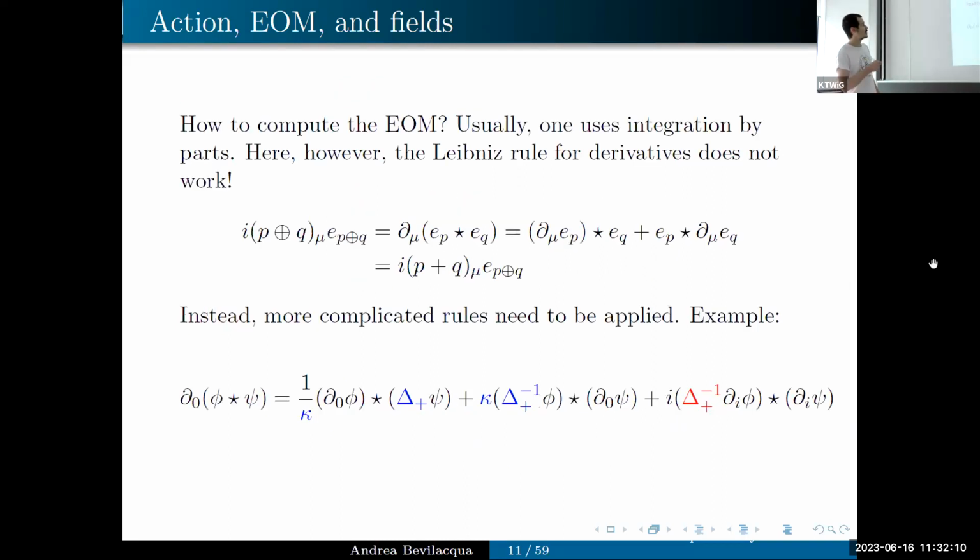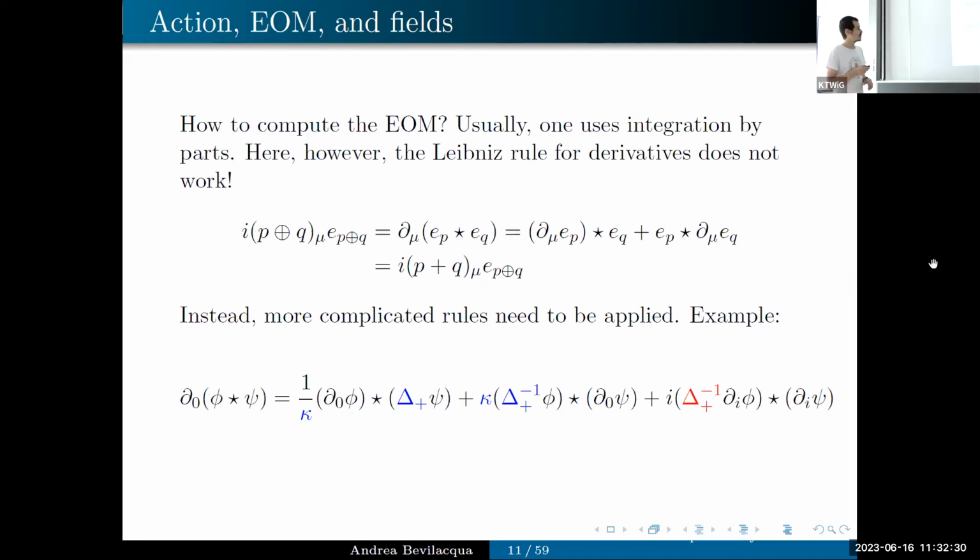So how do you compute the equation of motion now, and why do we need them actually? We need the equation of motion because we need to understand what is the mass shell for these particles which are described by this action. So usually one takes integration by parts. Here we do the same, of course, but the issue is that in this case, since we are in the deformed context, the Leibniz rule for derivatives doesn't work.